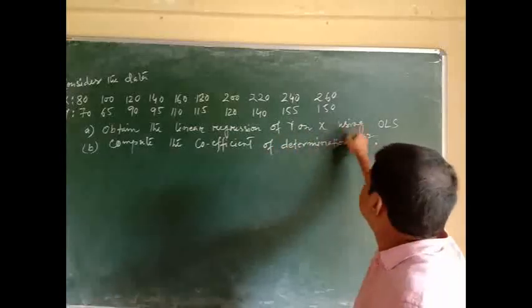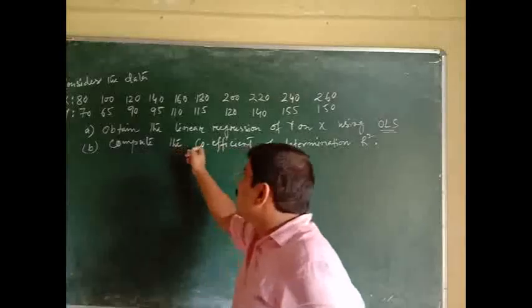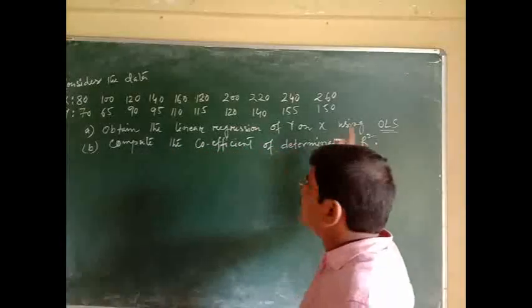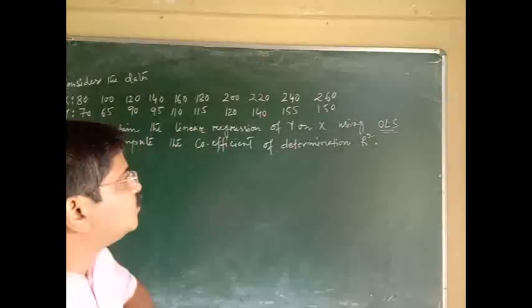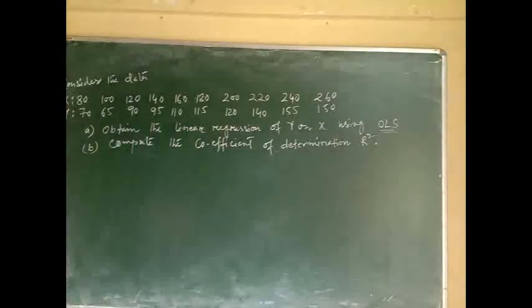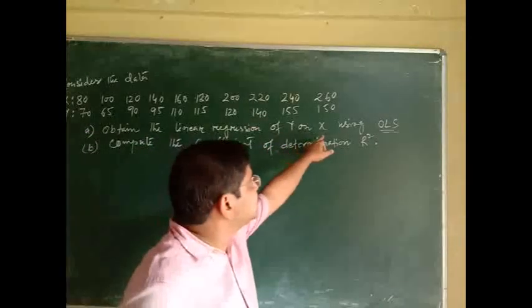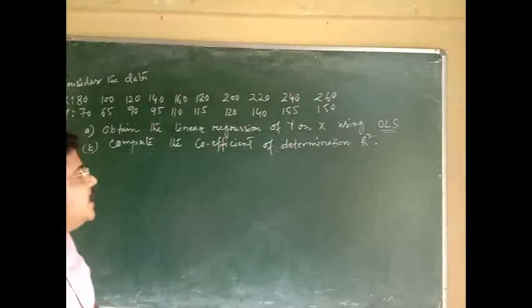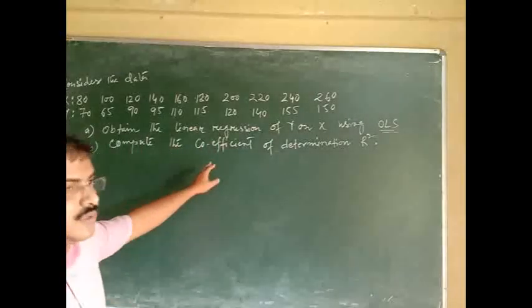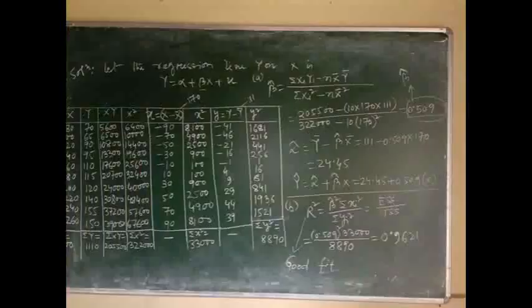And getting the following data, you have to first obtain the linear regression of y on x using the OLS, and then you compute the coefficient of determination, that is r squared. So having the following data, now we can estimate the alpha and beta, and we can regress y on x by using our ordinary least squares method, and then we shall determine our coefficient of determination, that is r squared.